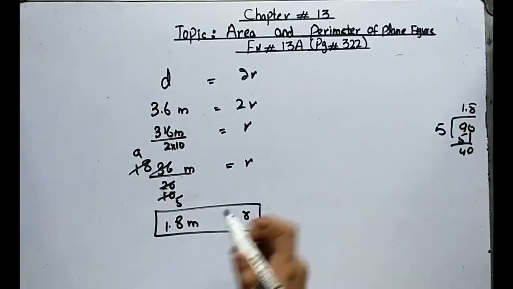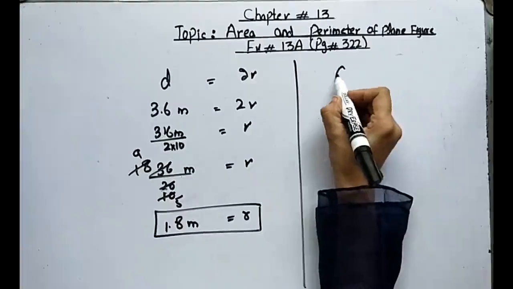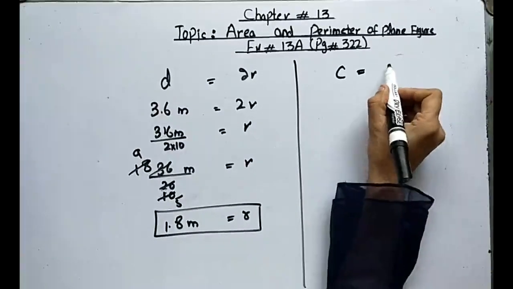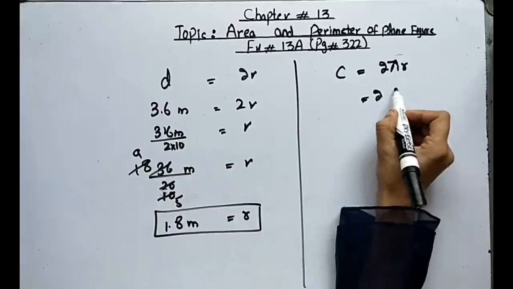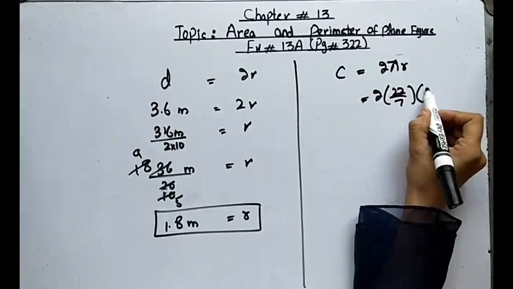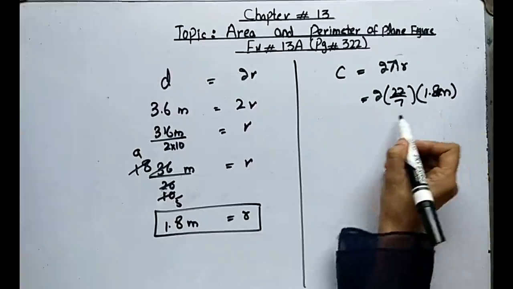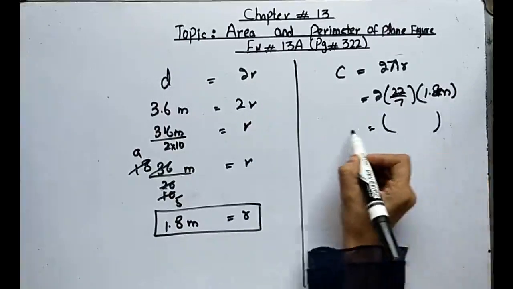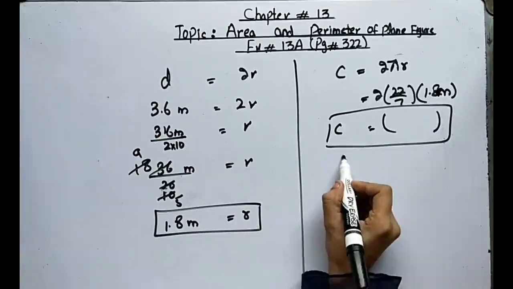Then you can find the circumference. First you will put the formula of circumference, 2 pi r. Then pi is 22/7 and r is equal to 1.8 meter. Then simplify this and find out the circumference. Next, area.